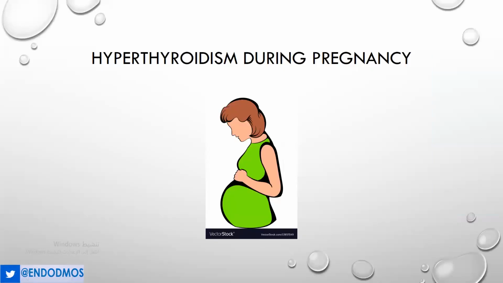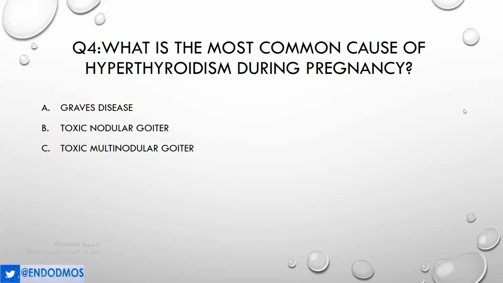So by this we finished the hypothyroid, and now it's the time to go for hyperthyroidism. And before we elaborate more, I want you to answer this question. What is the most common cause of hyperthyroidism during pregnancy? Do you think A, Graves, B, toxic nodular goiter, C, toxic multinodular goiter?